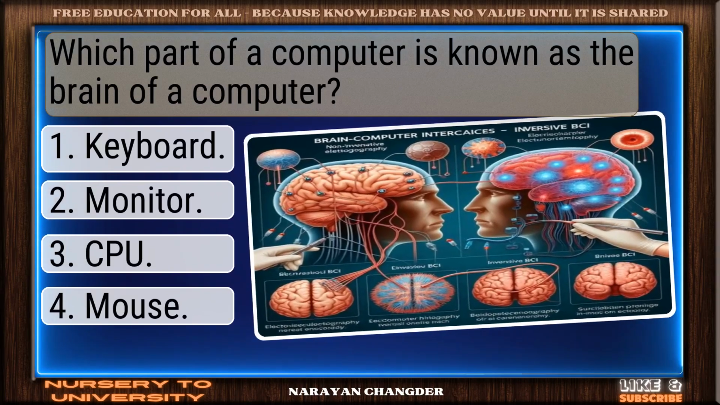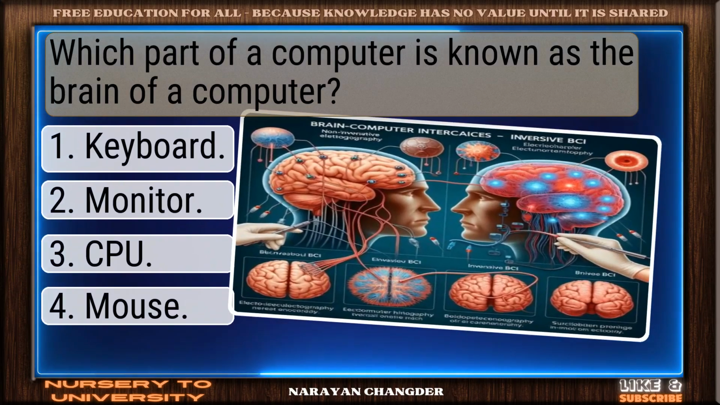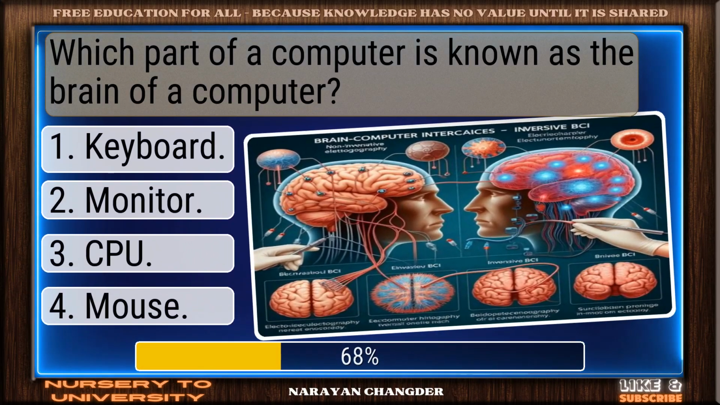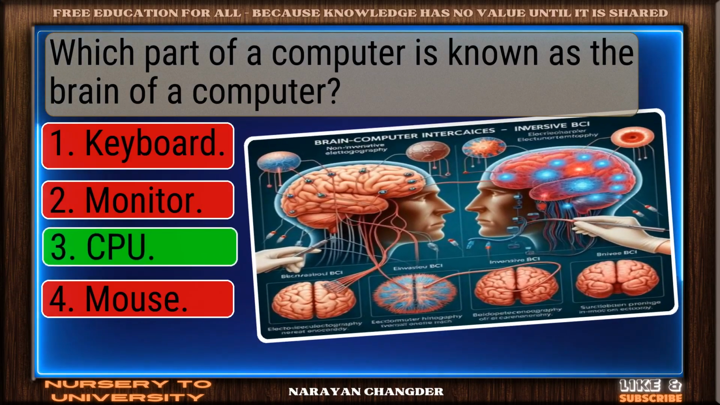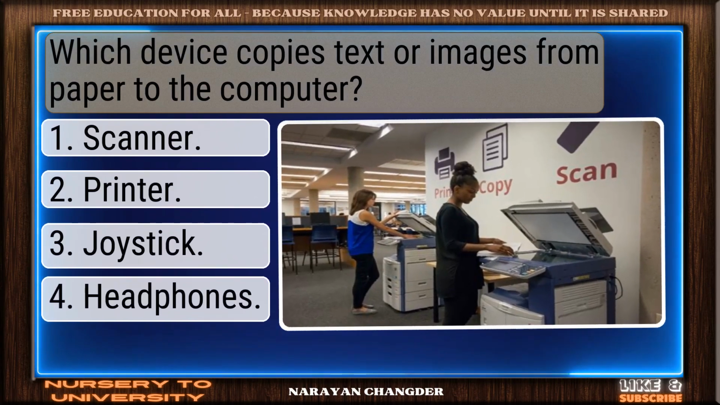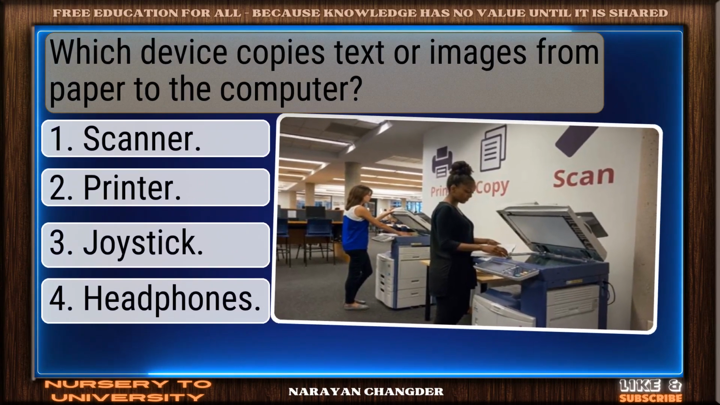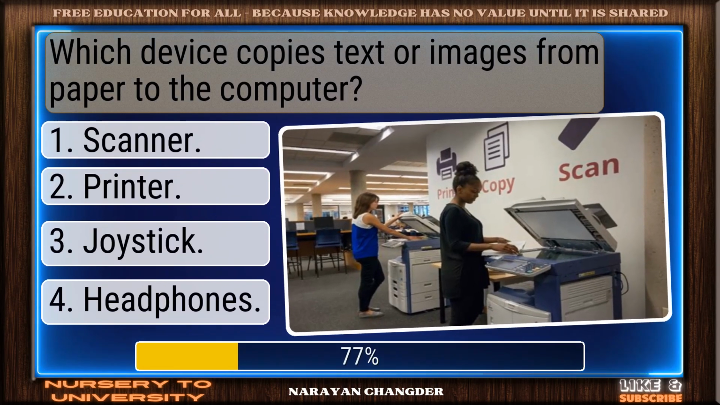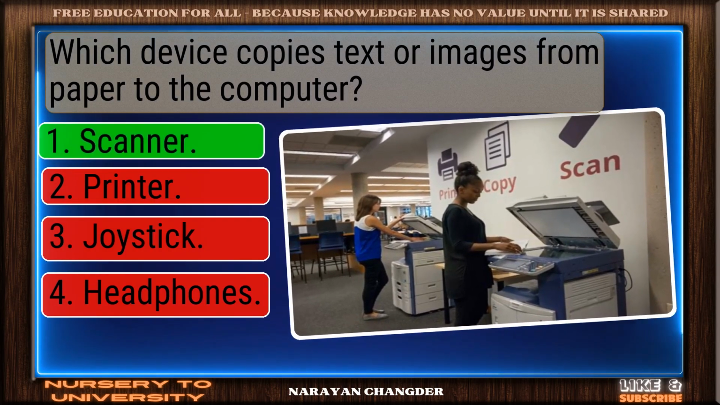Which part of a computer is known as the brain of a computer? Nice selection. CPU is correct. Which device copies text or images from paper to the computer? Right again. Scanner is valid.